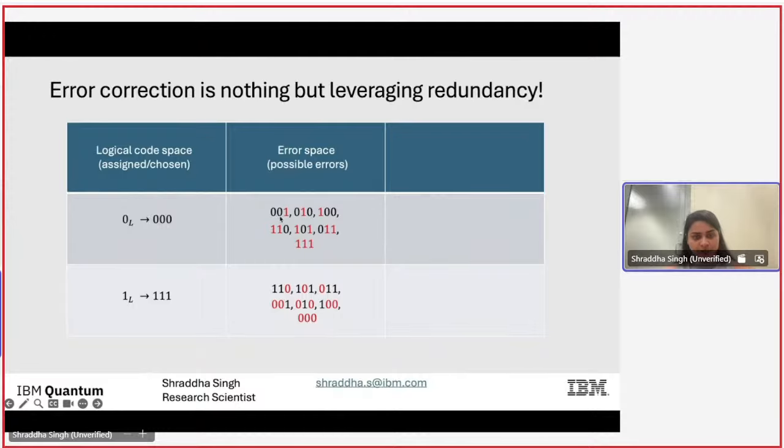I'm not sure if you can see my cursor. Could someone let me know if my cursor is visible?